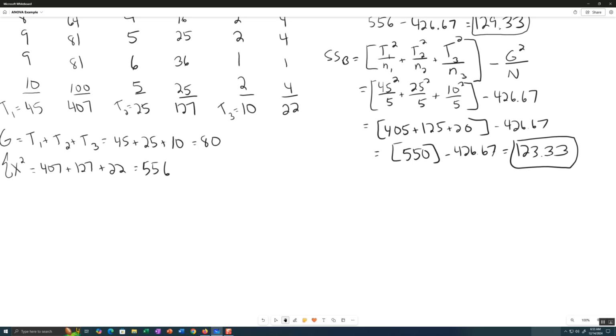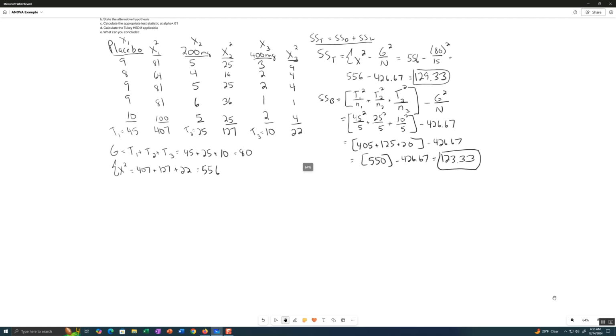Maybe I want to zoom out a bit. Okay. So let's do sum of squares within. This is equal to the sum of squares 1 plus the sum of squares 2 plus the sum of squares 3, which we need to compute here. So sum of squares 1 is going to be the sum of x sub 1 squared minus the sum of x sub 1 quantity squared over n sub 1.